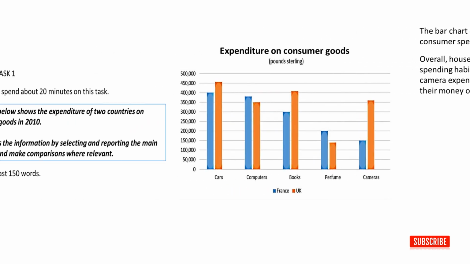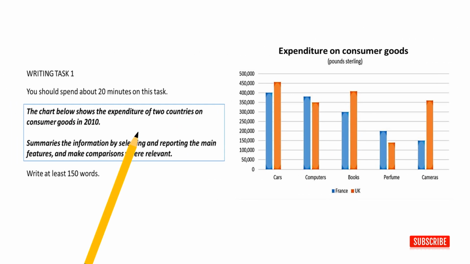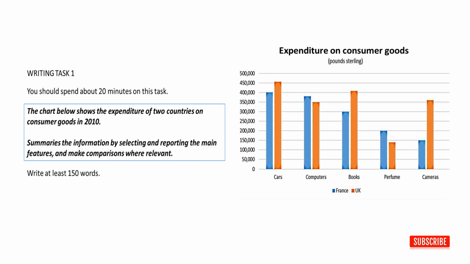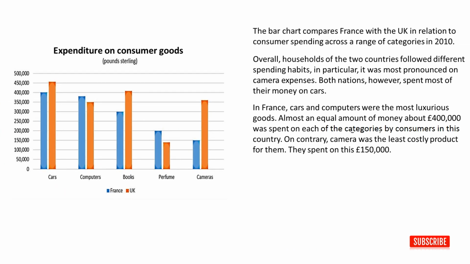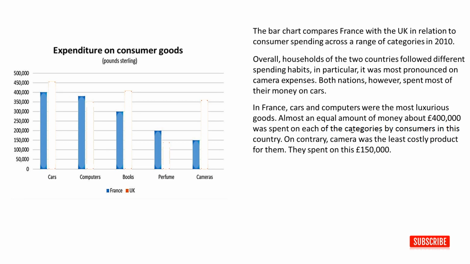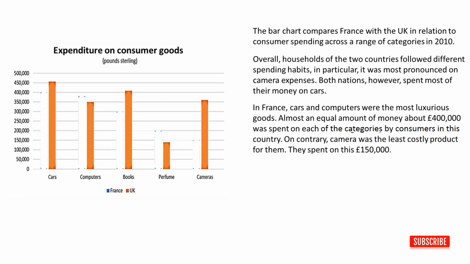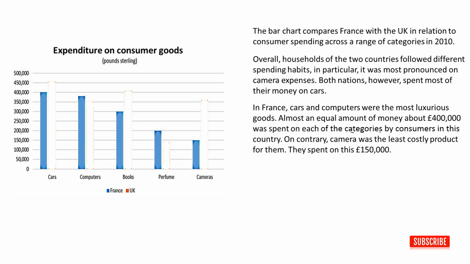Now, let's read the instruction on the question card. Summarize the information by selecting and reporting the main features, and make comparisons where relevant. So, it is better to group the data with similar features or trends. In this case, I group the data by country. First I describe the France expenditure, then the UK's in the last paragraph.